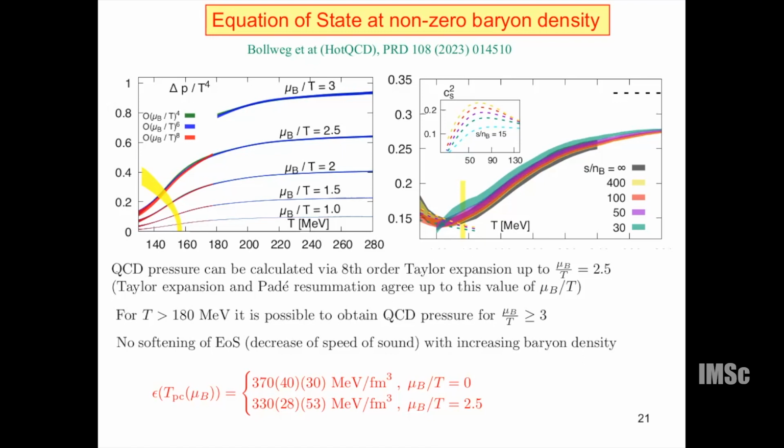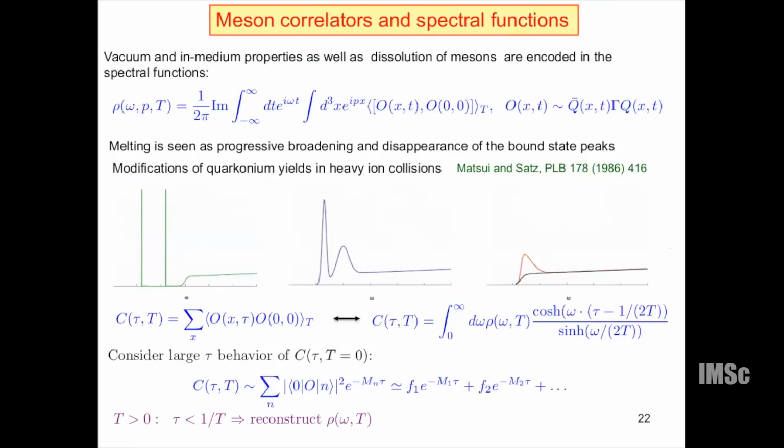And the fact that the speed of sound actually becomes bigger as you increase the density does not collaborate with approaching a critical point, where there would be softening, so it actually becomes harder. Okay, good. I just wanted to talk a little bit about the heavy quark diffusion coefficient.